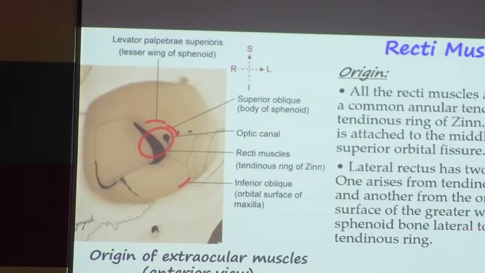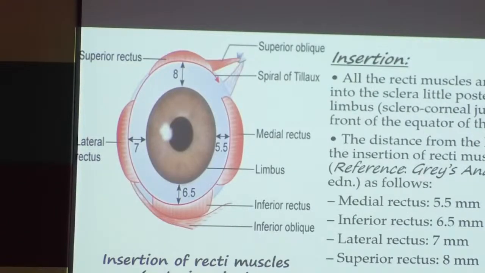Lateral rectus has two heads. One arises from tendinous ring, another from the orbital surface of greater wing of the sphenoid bone, lateral to the tendinous ring. Insertion: you see, all the recti muscles are inserted into the sclera a little posterior to the limbus. Limbus is the corneoscleral junction, and the insertion is in front of the equator of the eyeball. The distance from the limbus to the insertion of recti muscle is as follows.